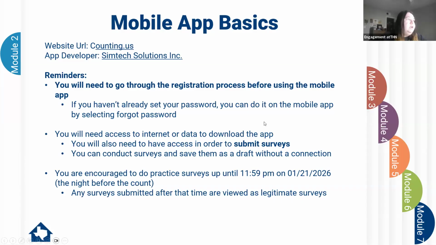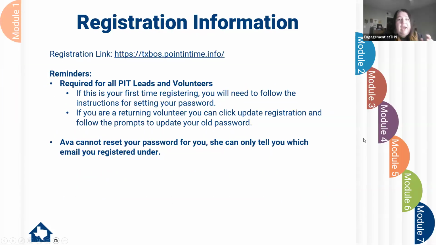So let me go ahead and talk a little bit about how to actually register for the app. So the registration link is txbos.pointintime.info. Again, it's required for all PIT leads and volunteers to register. If it's your first time registering, you will definitely need to follow the instructions for setting your password. And if you're a returning volunteer, you can click on the update registration and follow prompts to update your old password. Again, if you're a returning volunteer.